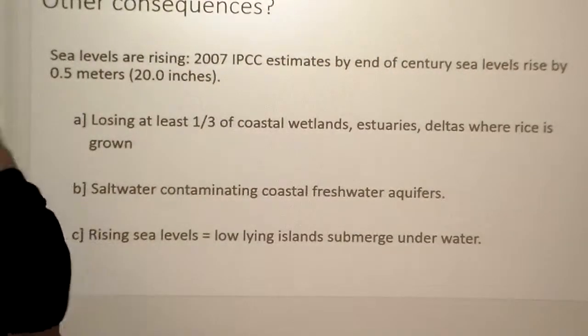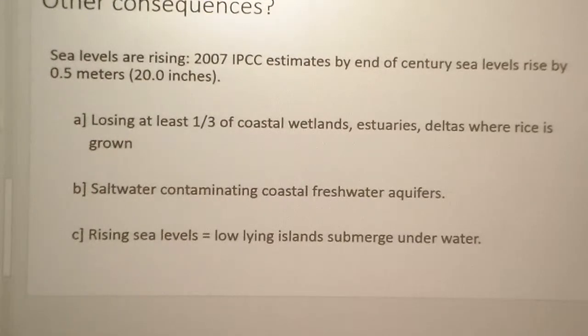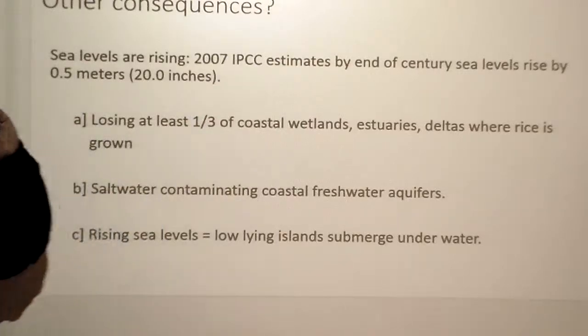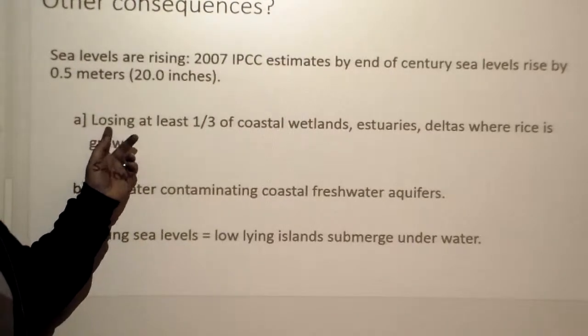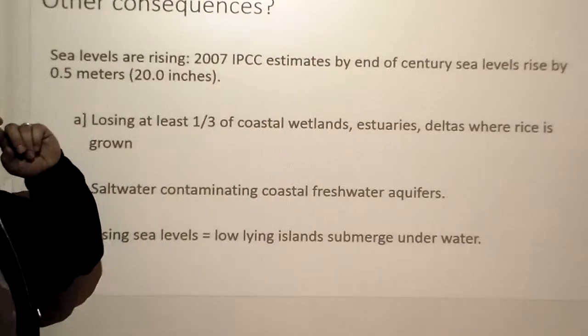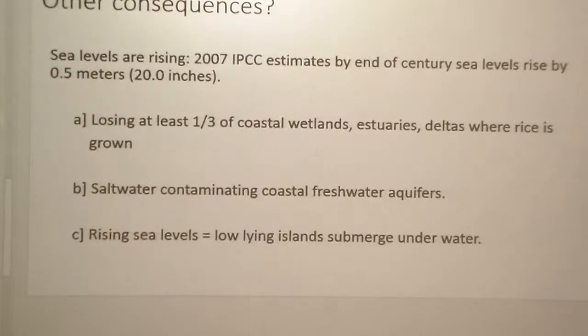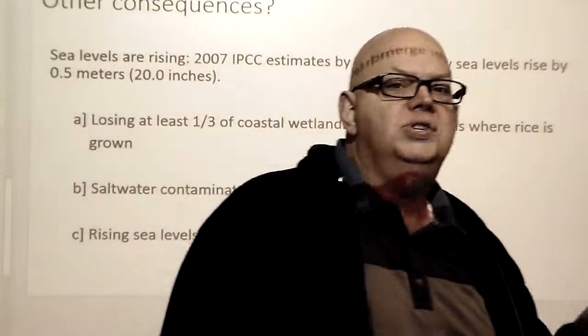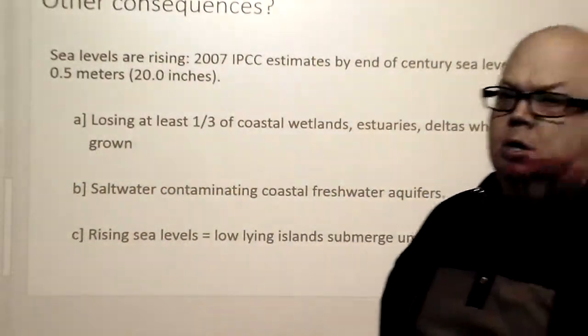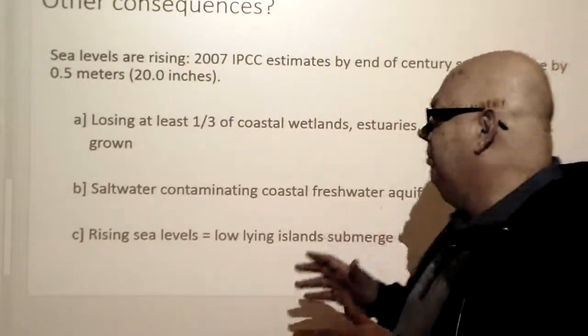Now, another consequence we looked at was sea levels rising. In 2007, the IPCC estimates by the end of the century sea levels rise by half a meter or 20 inches. Now this is going to cost us losing at least a third of coastal wetlands, estuaries, deltas where rice is grown. Now here's the thing, if rice is being grown and we lose that, now you got a food shortage, okay? That can be a problem.